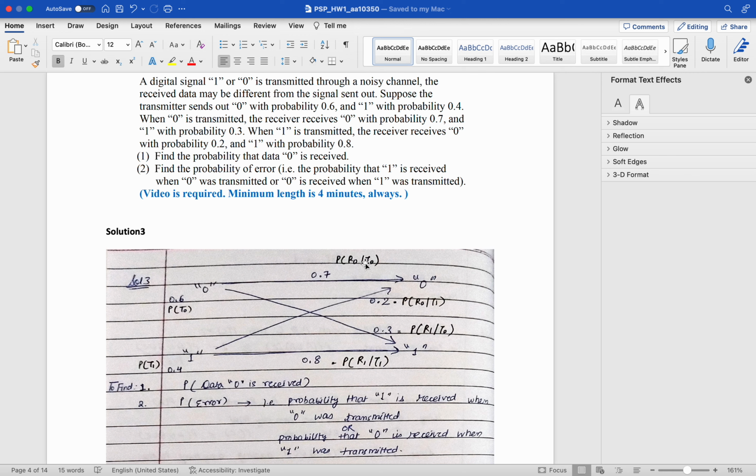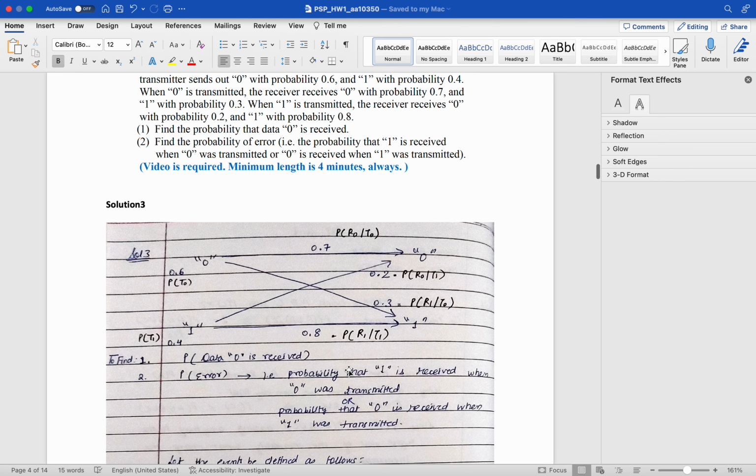P of R0 given T0, the probability of receiving data 0 when 0 is transmitted, is 0.7. P of R0 given T1, the probability that data 0 is received when 1 was transmitted, is 0.2. P of R1 given T0, the probability of receiving data 1 when 0 was transmitted, is 0.3. And finally the probability of receiving data 1 when 1 was transmitted, P of R1 given T1, is 0.8.